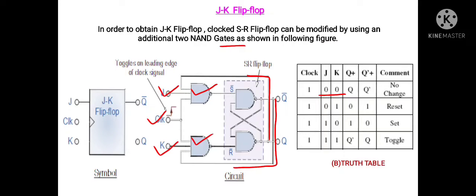After application of a clock pulse, if we take J and K inputs as 0 0, then we will get the Q output as it is and its complement Q bar will also be as it is. So this state of output is called no change. That means the output is not going to change.